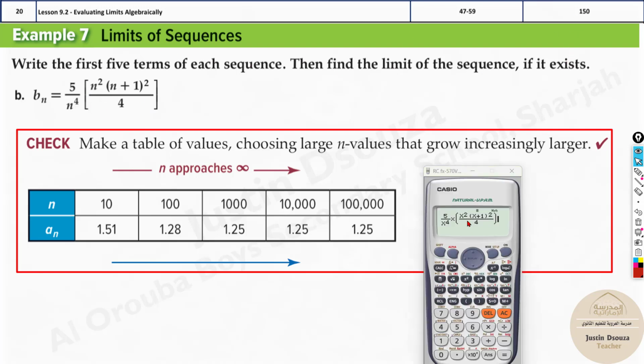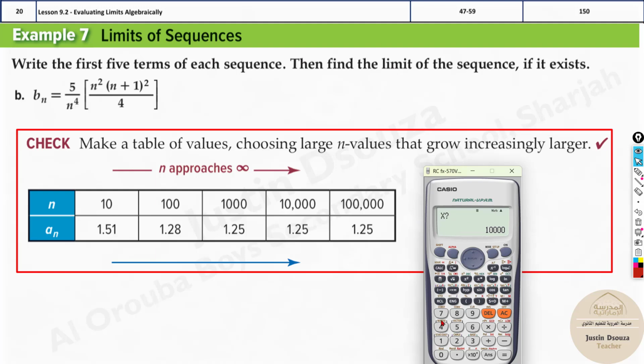I've typed the given equation over here as it is, with alpha x, okay? It's in mode 1 only, computation mode. Now, CALC and try different values. I'll try at 10. What's the value I'm getting? It's 1.51. Now change CALC to 100, and you can see it's going to 1.27. So let's change it to, say, 10,000, and you're getting 1.25.